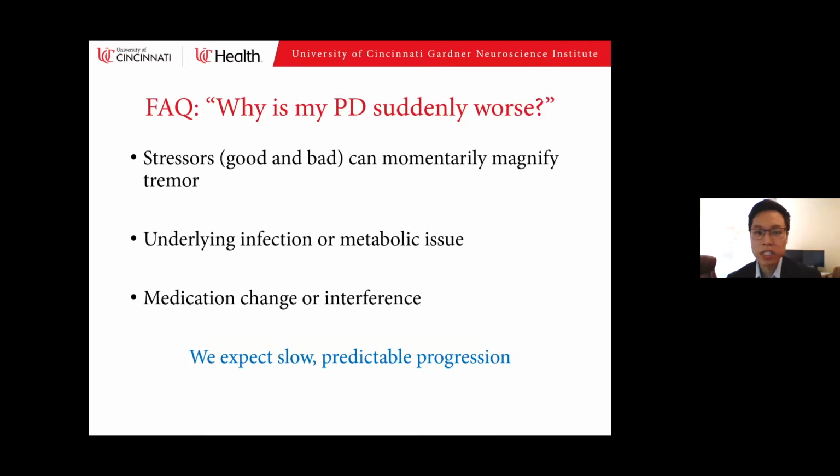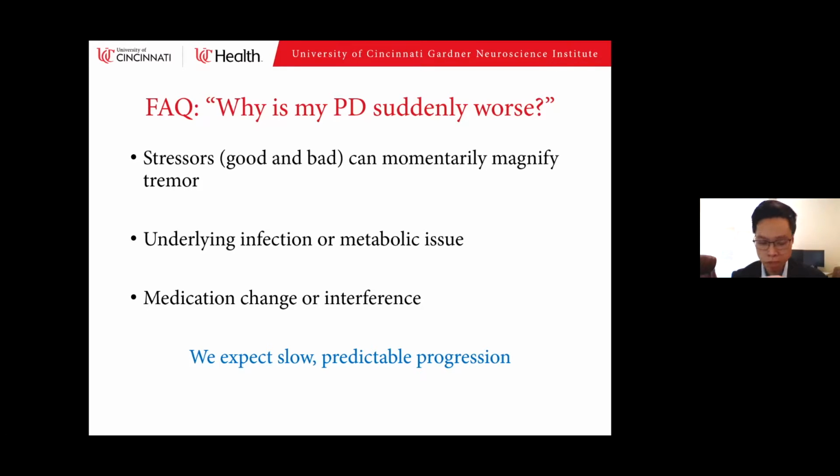Another question is, my Parkinson's symptoms, they're suddenly worse. My tremor is a lot worse overnight. My other symptoms are just all of a sudden uncontrolled, and I'm a totally different person. There might be a few reasons for that. Stressors, whether they're the good or bad kinds, if you're really excited, if you're happy, or if you're stressed or you're anxious, that, for instance, can momentarily worsen your tremor.